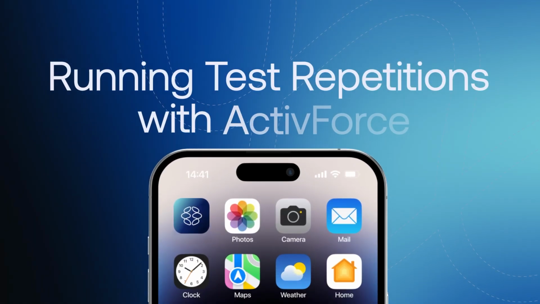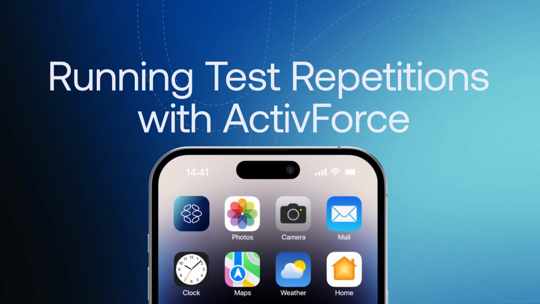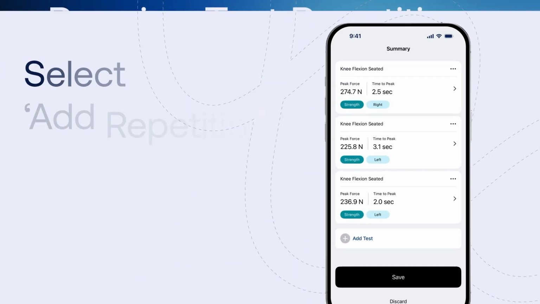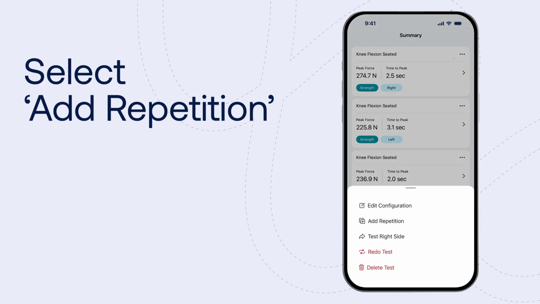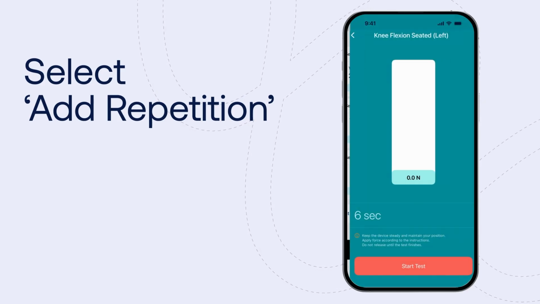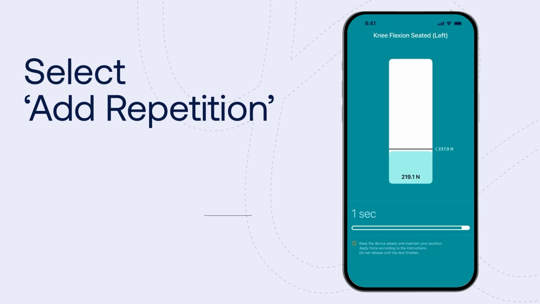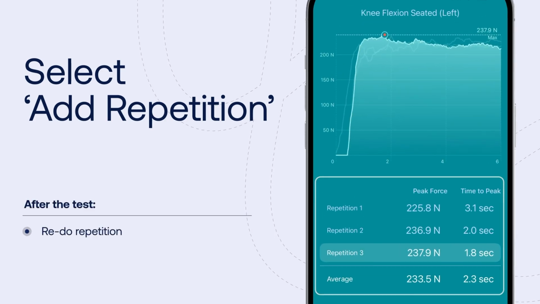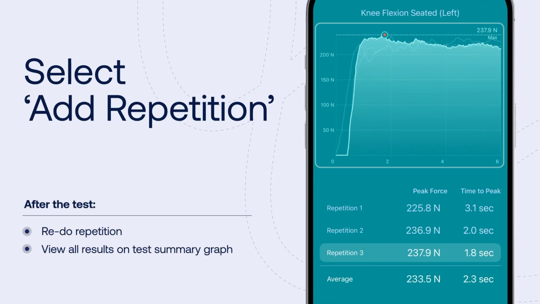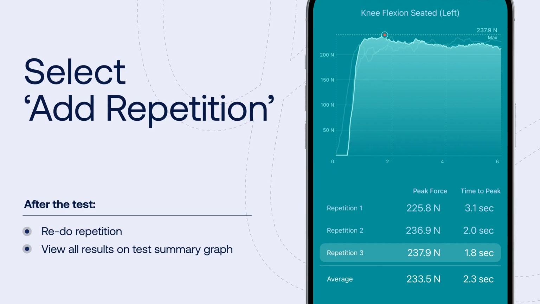Here's how to perform multiple repetitions of a test with the same configuration as the previous one. Tap the three-dot menu and select Add Repetition for the test you'd like to repeat. Run the test as normal. At the summary screen, you may redo the repetition or view the test summary graph for compiled results.